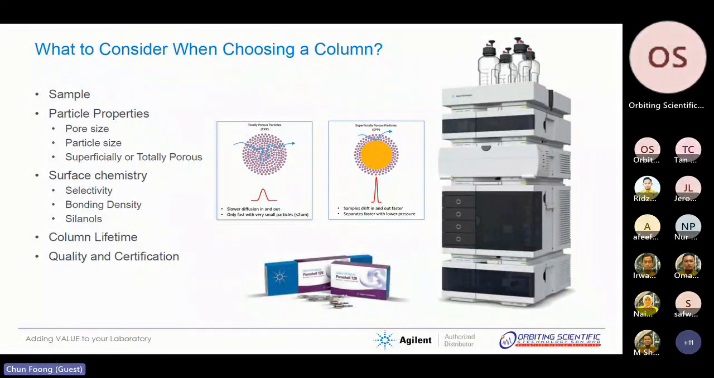So the sharper the peak is, the easier it is for you to analyze the chromatogram. Yes. So the next thing to consider when selecting a column is the surface chemistry, because the surface chemistry can affect our separation selectivity, and it also ties down to the bonding density and silanol group. I will show you later what types of surface chemistry are available in the market nowadays.